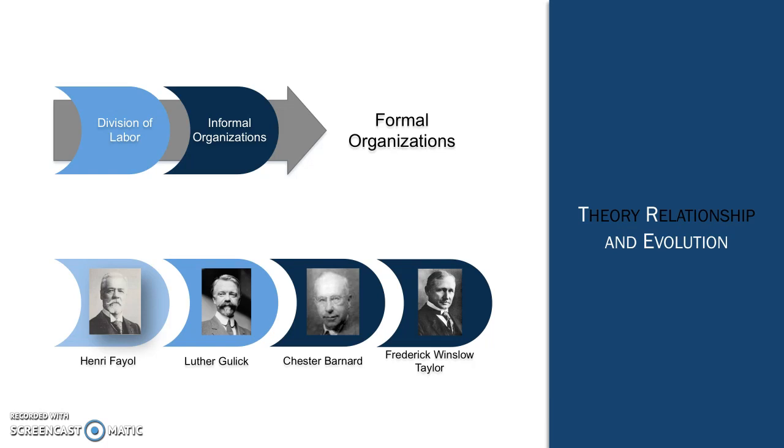First, I will talk about Chester Barnard's theory of informal and formal organizations and how Luther Gulick's theory of structure of management must consider not only what he coined as division of labor and cooperation, but also the informal organizations that exist within and help define formal organizations.